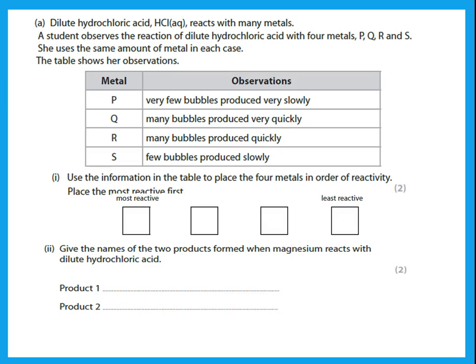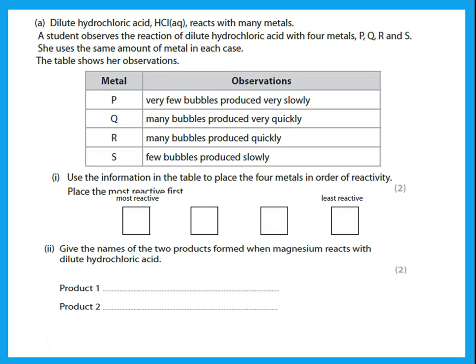Okay. Dilute hydrochloric acid reacts with many metals. A student observes the reaction with dilute hydrochloric acid with 4 different metals, which he calls P, Q, R, and S. She uses the same amount of metal in each case. Use the information in the table to place the 4 metals in order of reactivity. So which of these is most reactive going to least reactive?